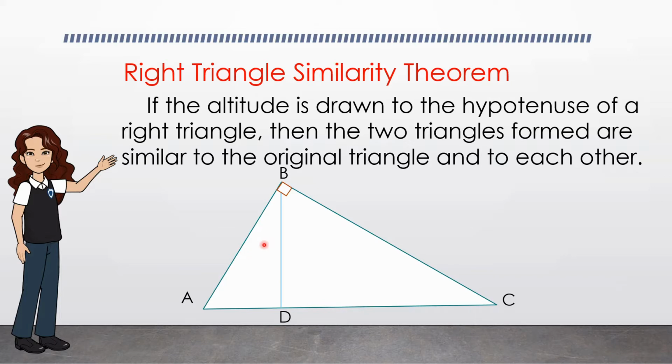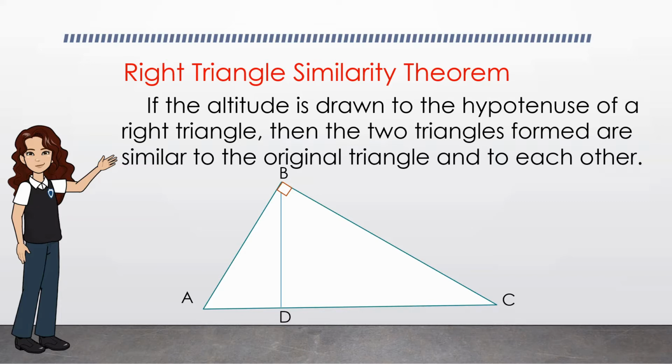Okay, meaning the small triangle and the second one is similar. The small and big is similar. The second and big is similar also. And we're going to recall the parts of the triangle.